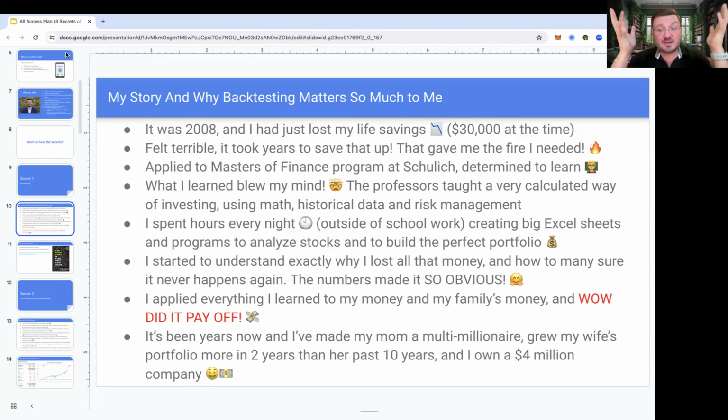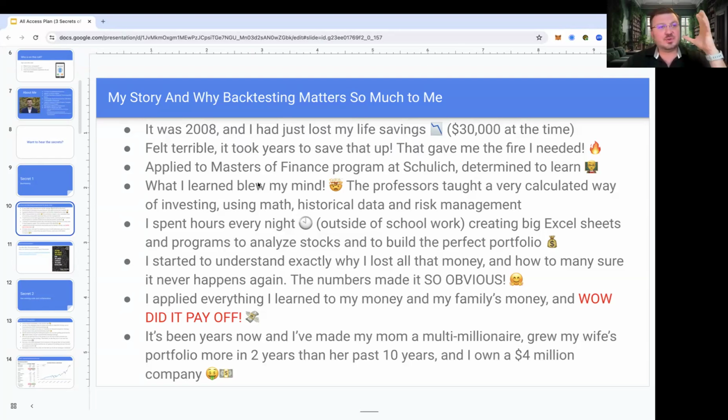It took years to save that up, but it really gave me the fire I needed to learn how to do this stuff well. I think all the great investors in the past have had these stories where the portfolio blows up. It's one of those things that teaches you some hard lessons. So I applied to a Master of Finance program at a school called Schulich, a Canadian school, kind of like an Ivy League in Canada.